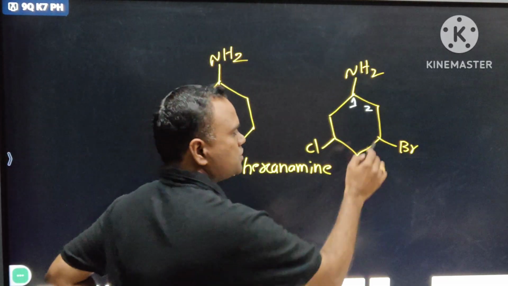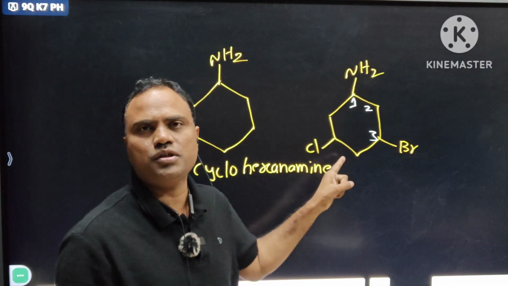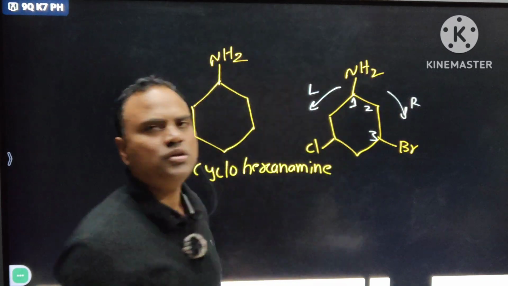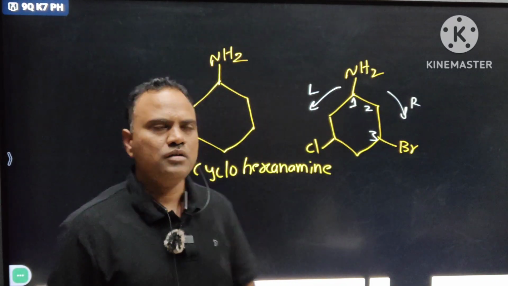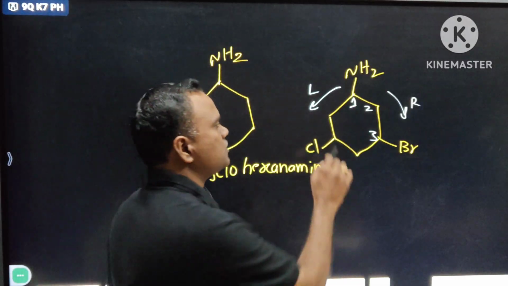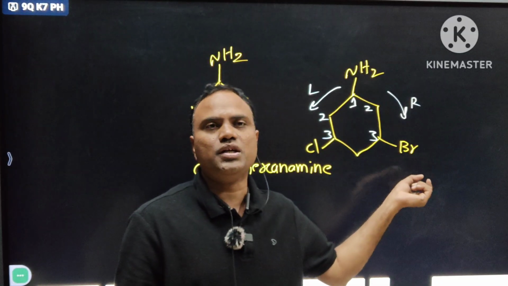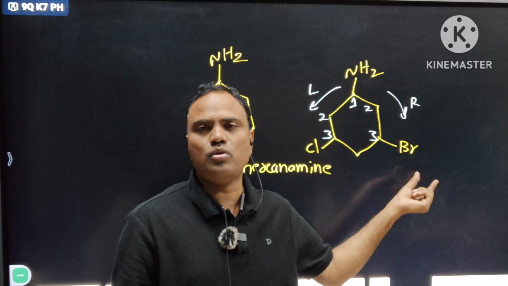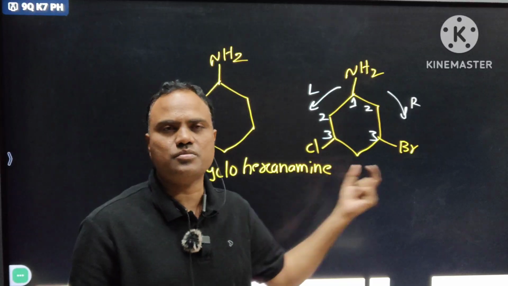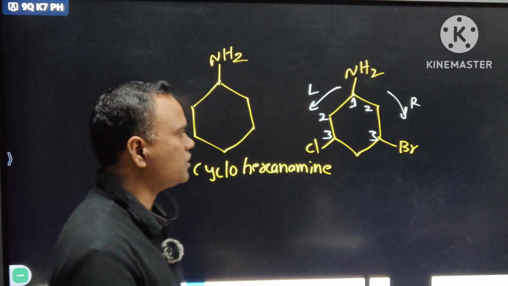Correct. This is one direction, 1, 2, 3. This is another direction, 1, 2, 3. Right hand side or left hand side, which direction is correct? In this direction we get a substituent at the third position, and in the other direction also at the third position. But this substituent name starts with B, bromo, and the other is chloro, C. Which letter comes first? Bromo. So the right hand side direction is correct. Alphabetical order.